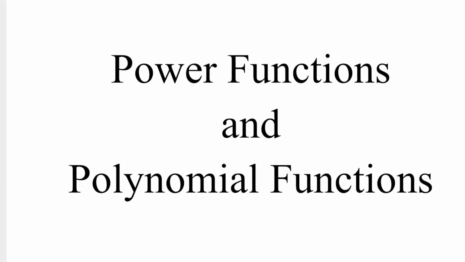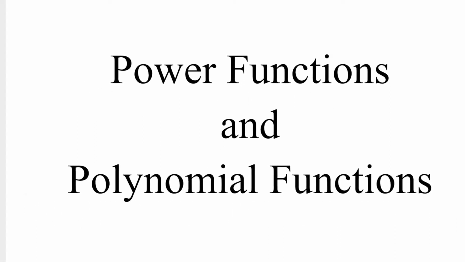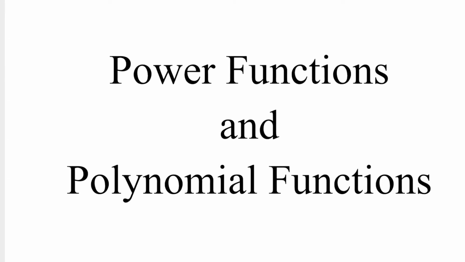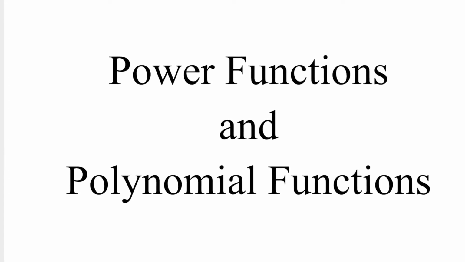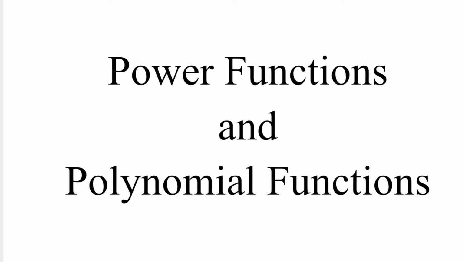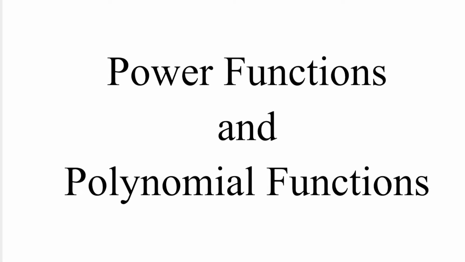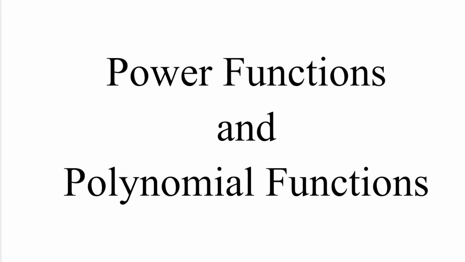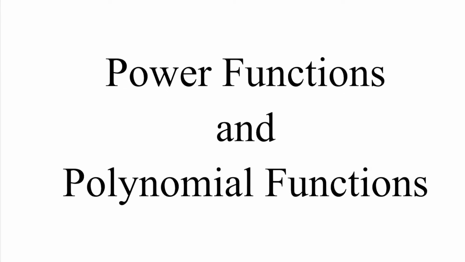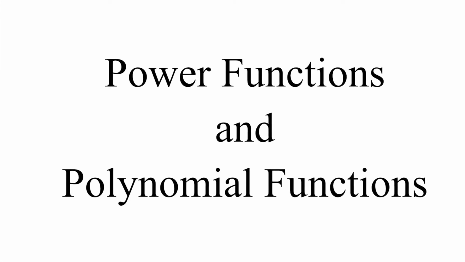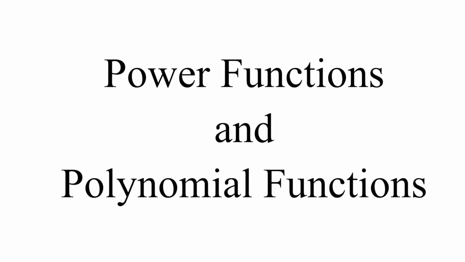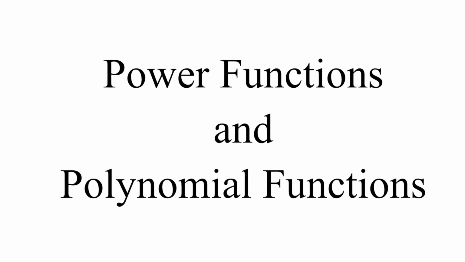A. For the function f of x, the degree is 3, the highest power on x. The leading term is the term containing that power, negative 4x cubed. The leading coefficient is the coefficient of that term, negative 4. B. For g of t, the degree is 5. The leading term is 5t to the 5th power, and the leading coefficient is 5. C. For h of p, the degree is 3. The leading term is negative p cubed, so the leading coefficient is negative 1.